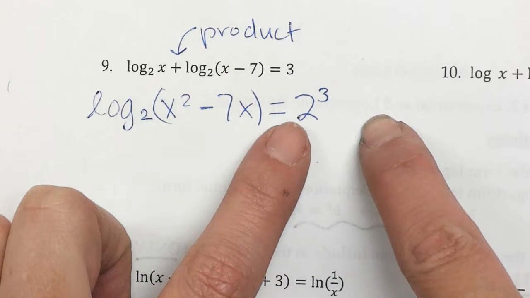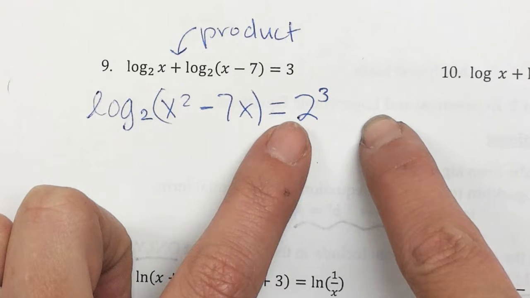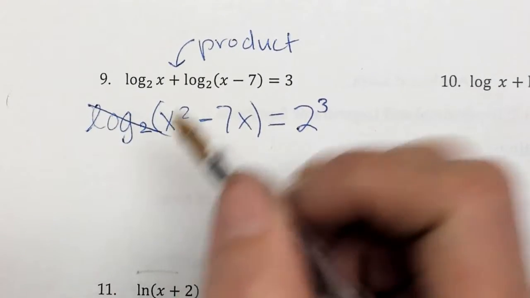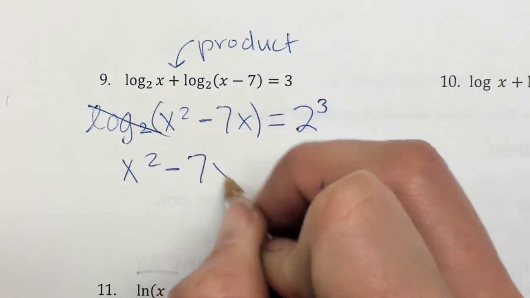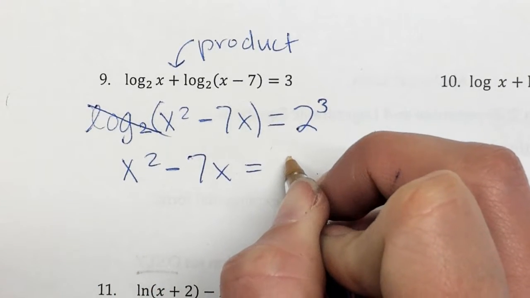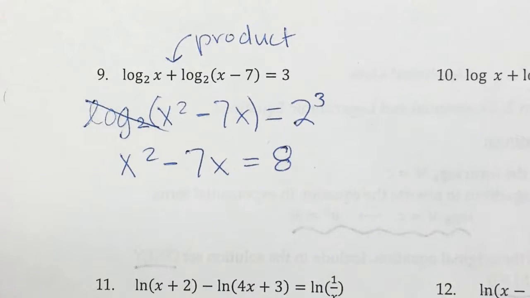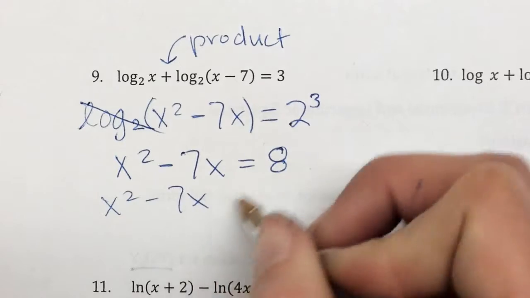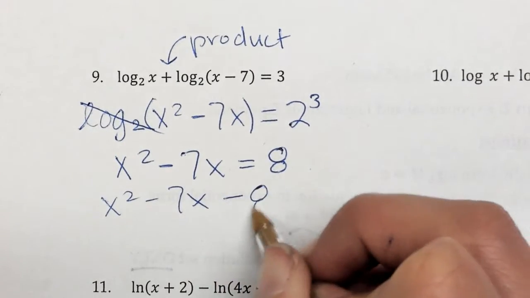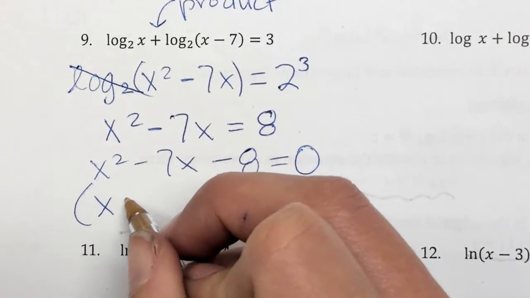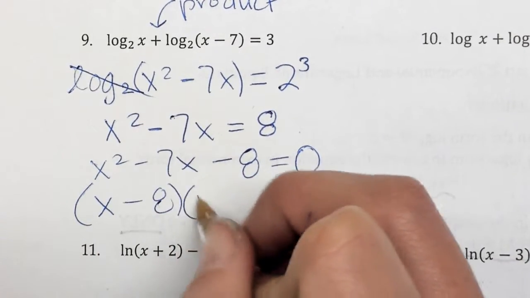Everybody with me? Alright, so now this can cancel out. And we'll have x squared minus 7x equals 8. Where did I get the 8 from? 2 to the 3rd. And now you can see it's going to be a regular old factoring problem. I just need to move over the what? So x squared minus 7x, this will turn to negative 8. What will this factor into? Negative 8 and 1. Good.